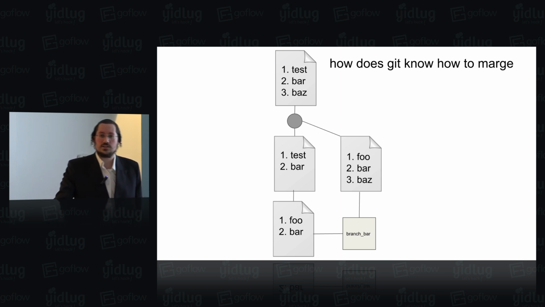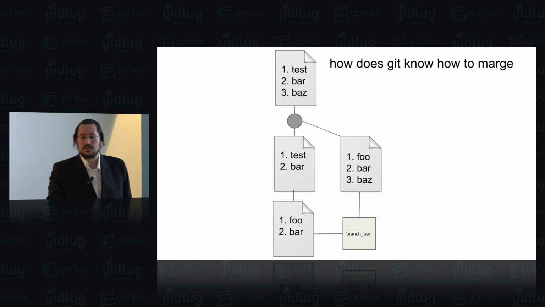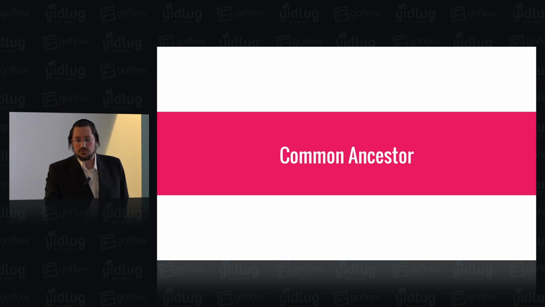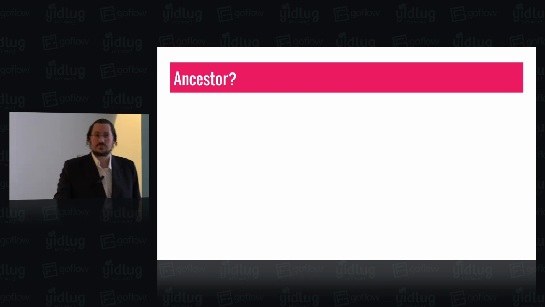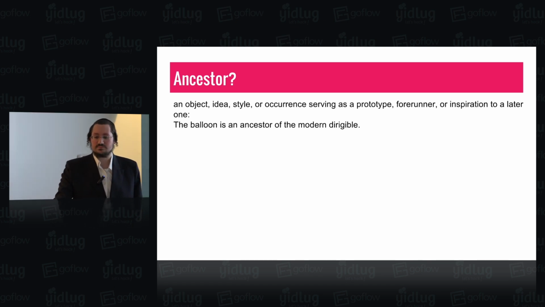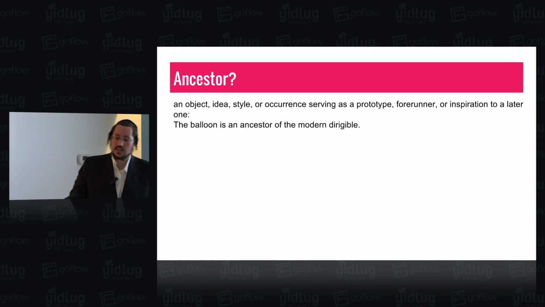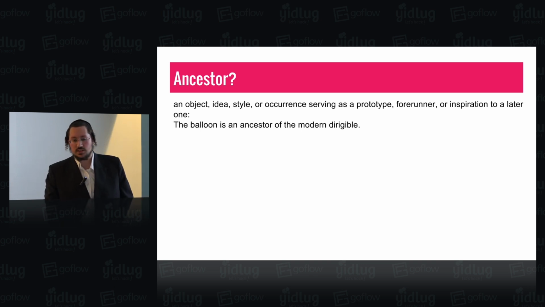So over here is the parent, and why parents are so important. Common ancestors. What exactly is an ancestor? It's an object, idea, style, occurrence.